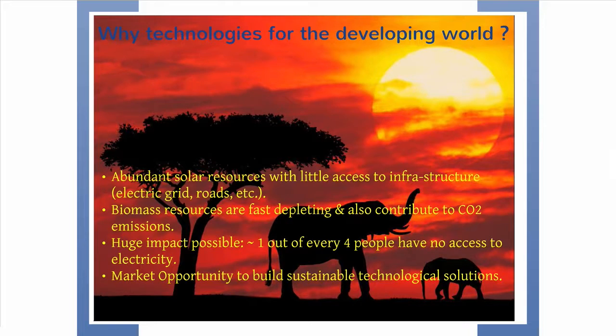Biomass turns out to be the biggest resource in most of these places, which basically means wood and things like that, dead wood or cut wood, grass. They're depleting very fast, obviously, and contribute to CO2 emissions. When they're burned, it creates lots of health problems as well. I think these can be solved by going to renewables. There's a very huge impact possible. One out of every four people have no access to electricity, so we can make a very big impact.